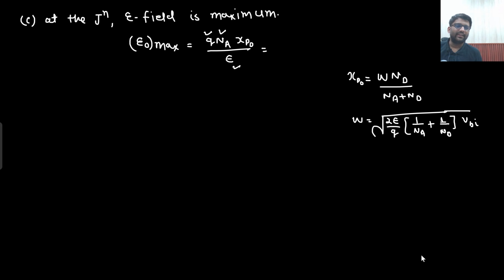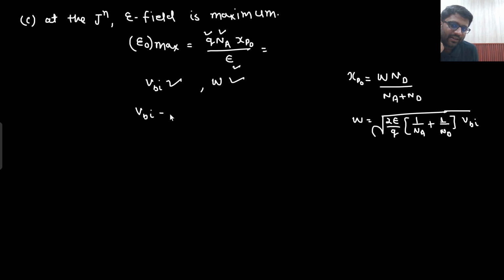Are you able to understand this point? In the examination, only this particular thing was asked, that you need to find out the E field. So the first thing that would click to me is QNA by epsilon XP naught. Then I would know that I need to get the value of XP naught. XP naught is not given. For XP naught, I would require W depletion. For W depletion, I would require built-in potential. That means eventually I will have the built-in potential value as well, and I will have the depletion width as well. So better than that, what do I remember?